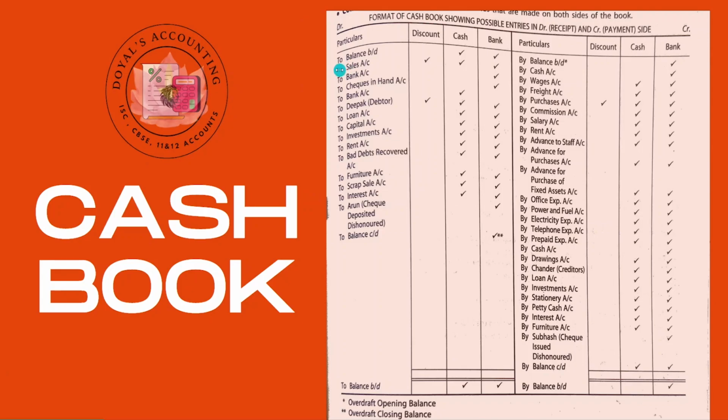The first opening entry will be the balance. Now, cash balance will always be on the debit side. The opening balance of cash will always be on the debit side. So, to balance brought down will be 0. Cash column in cash book can't show a credit balance because cash payments cannot exceed cash receipts. You cannot have your cash payments in negative. At best, it will show a nil balance.